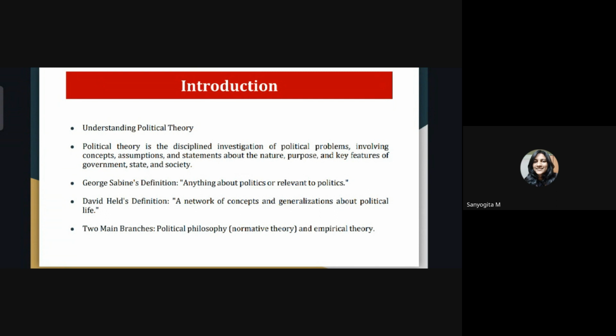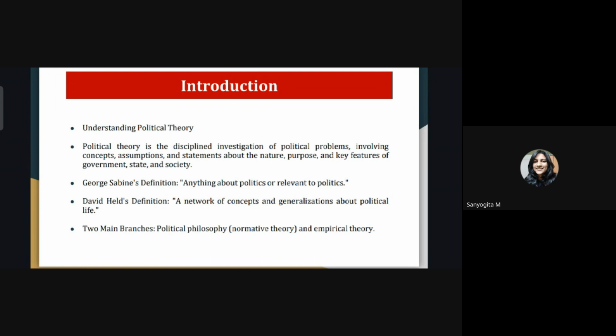Even David Held says that political theory is a network of concepts and generalizations about political life. He says that there is a particular network of concepts and generalizations. For example, again, I'll take the example of religion, or liberty, for instance. Liberty, equality, justice, fraternity, all these are concepts, and they are generalized concepts. Again, I'll give you one example, equality.